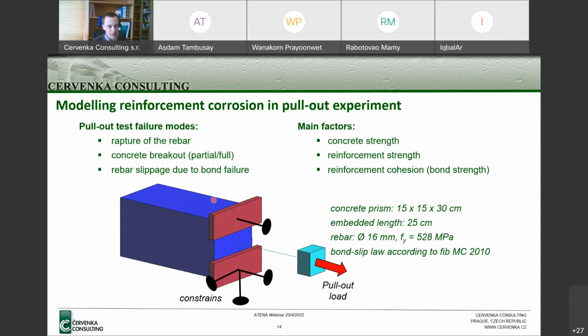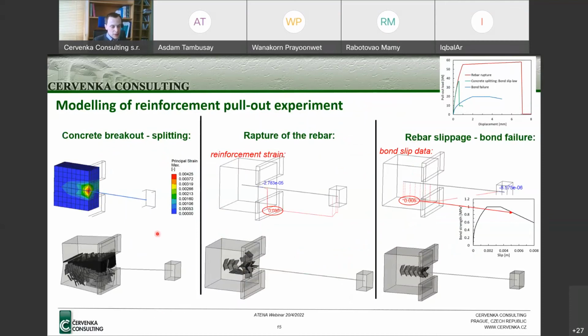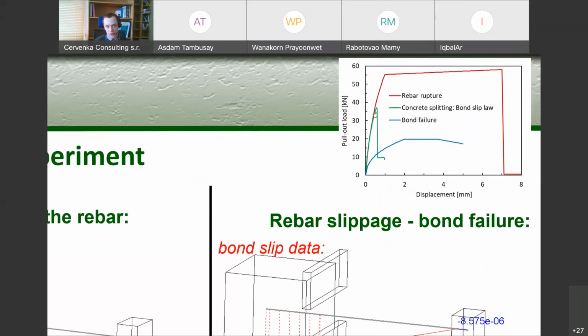All of them can be simulated in ATENA. Maybe those of you who joined the last webinar remember this slide, and it says how to determine your failure mode, how to see what happens in your model. So if it's the concrete breakout or the splitting failure, you will probably see some formation of big cracks and sudden failure. It's on this LD diagram, which shows the relationship between the displacement of the loading plate and the pull-out force. It is the green curve, which shows somehow sudden failure.